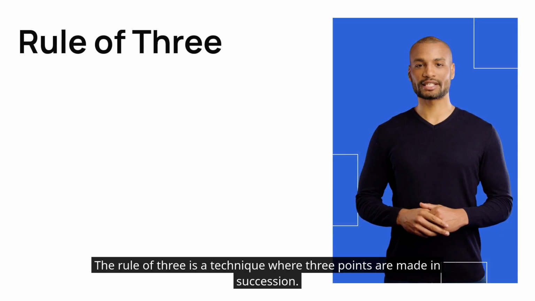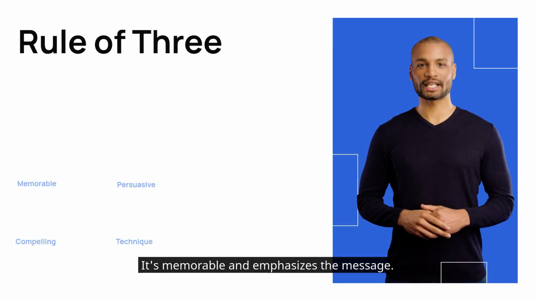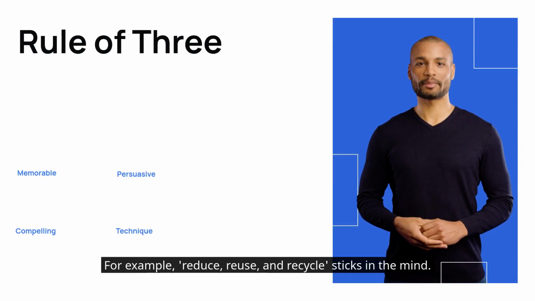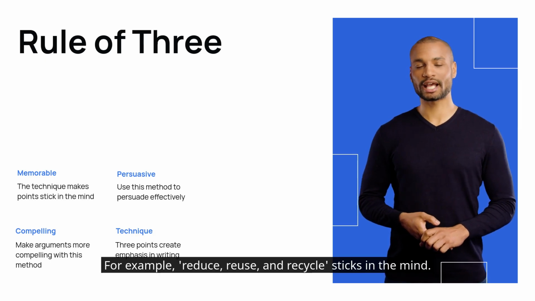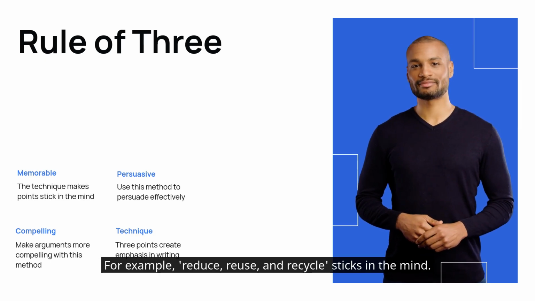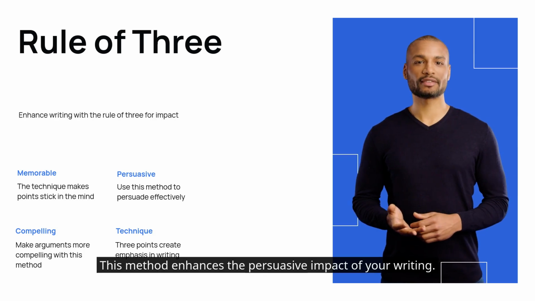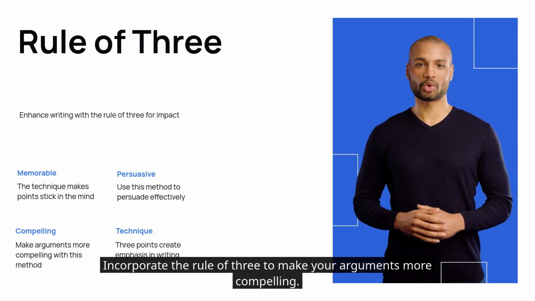The rule of three is a technique where three points are made in succession. It's memorable and emphasizes the message. For example, "Reduce, reuse, and recycle" sticks in the mind. This method enhances the persuasive impact of your writing. Incorporate the rule of three to make your arguments more compelling.